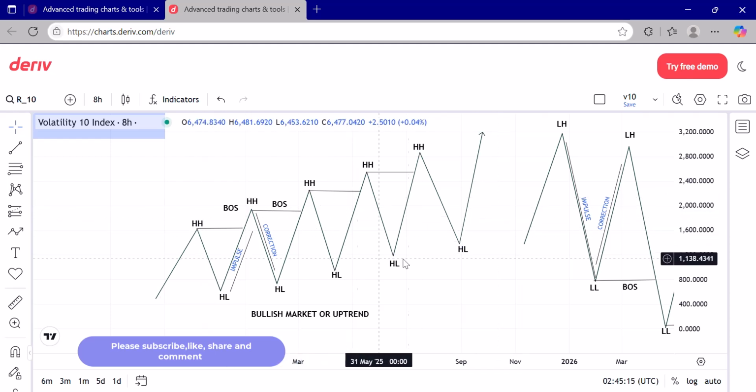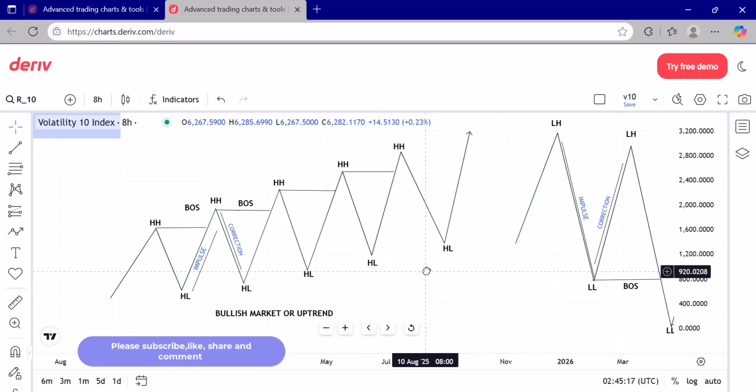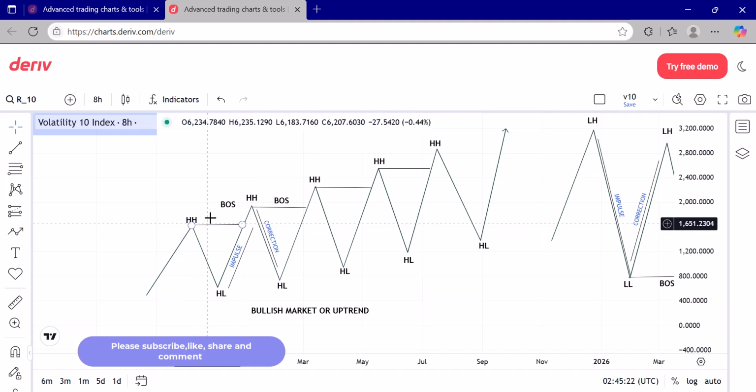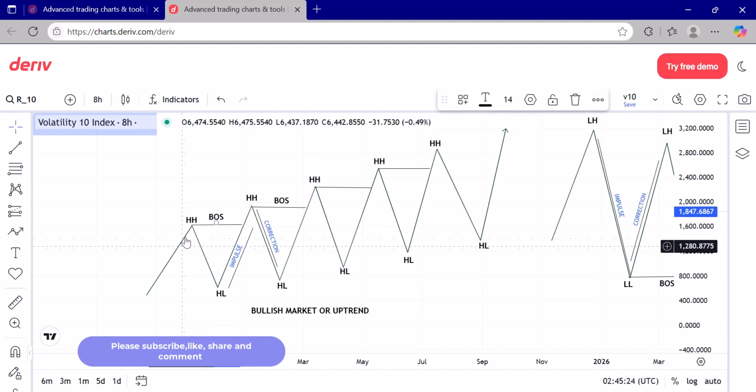Now, also something very, very important you are going to understand is what we call break of structure. When we make a higher high and a higher low, for us to be sure that the market is actually bullish, it's going to break the previous high. That's what we call break of structure, break of market structure. This is a BOS.